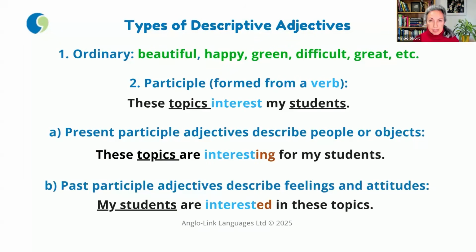From the verb interest, we can create two types of participle adjectives. One is called present participle adjective, that is with ing, interesting, and the other one is a past participle adjective, formed with ed, interested. Present participle adjectives describe people or objects. For example, these topics are interesting for my students. Then past participle adjectives describe feelings and attitudes. My students are interested in these topics.